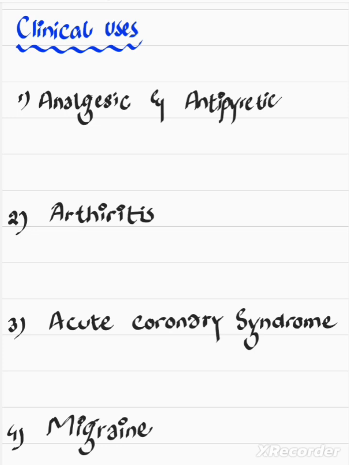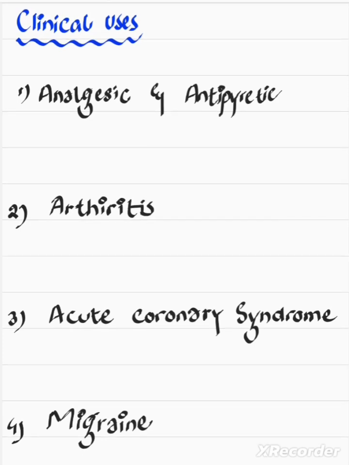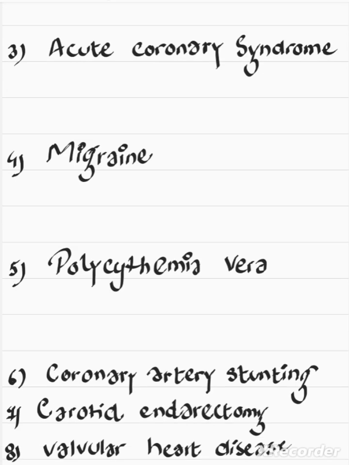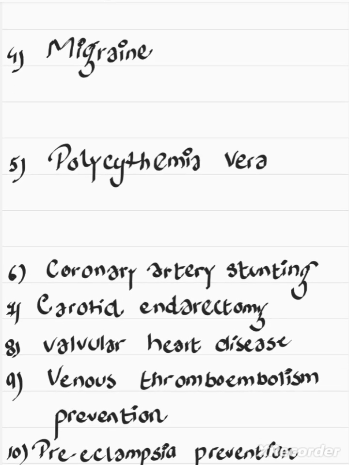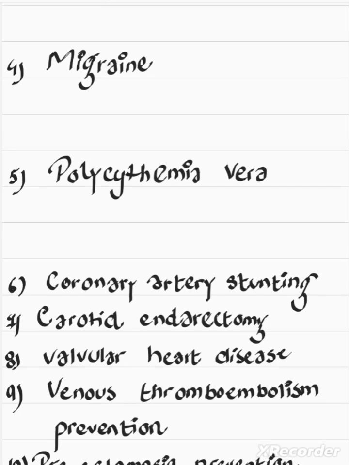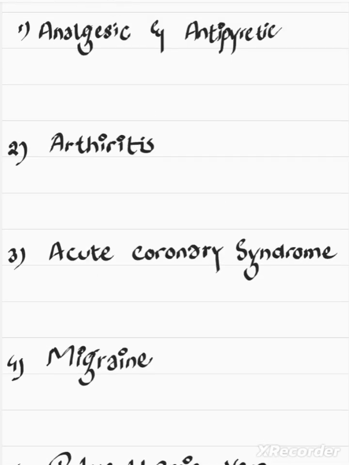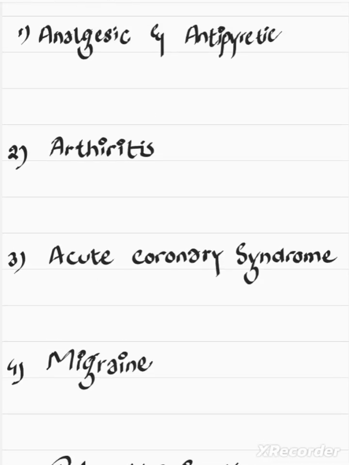It has been used in the treatment of arthritis, acute coronary syndrome, migraine, polycythemia vera, coronary artery stenting, carotid endarterectomy, valvular heart disease, in the prevention of venous thromboembolism, and in the prevention of preeclampsia. We will discuss the doses in a few of these diseases.